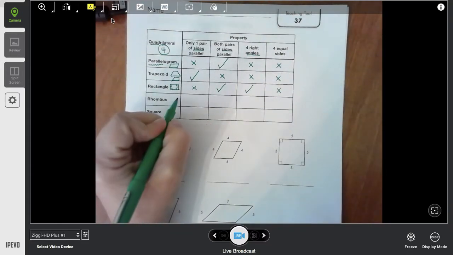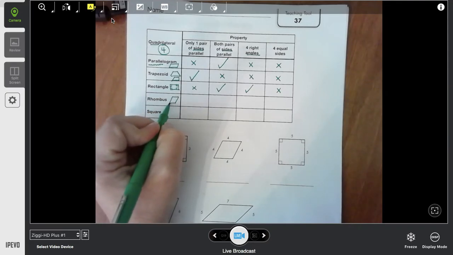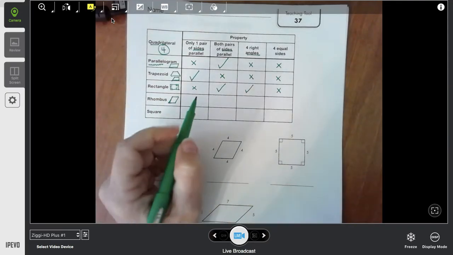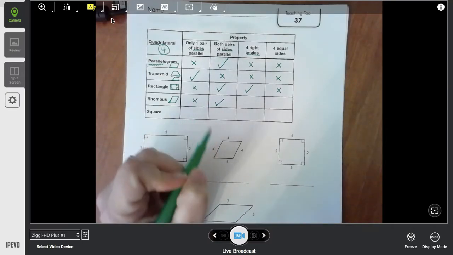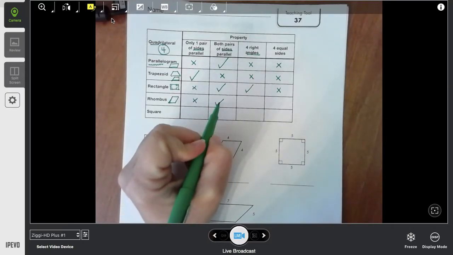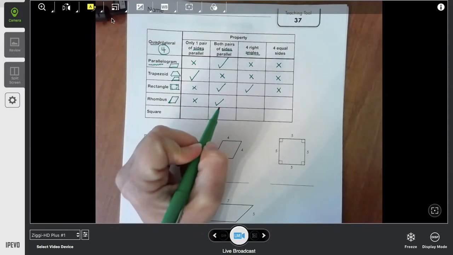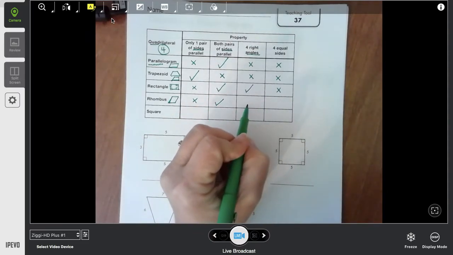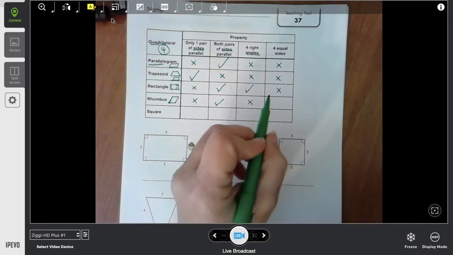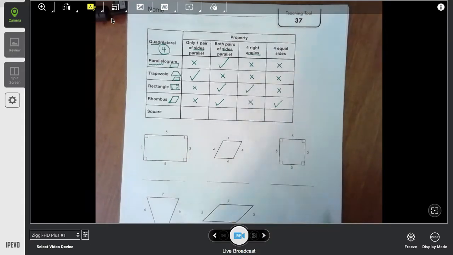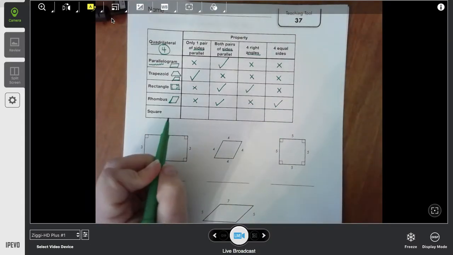Okay, let's talk about a rhombus. A rhombus, I picture looking like a diamond. Does it have one pair of parallel sides? No, it is a parallelogram, so it has to have two pairs. That's why a rectangle and rhombus have both pairs, because they're both parallelograms. Does it have four right angles? Not necessarily. It can, but it doesn't have to. Does it have four equal sides? Yes, it does.